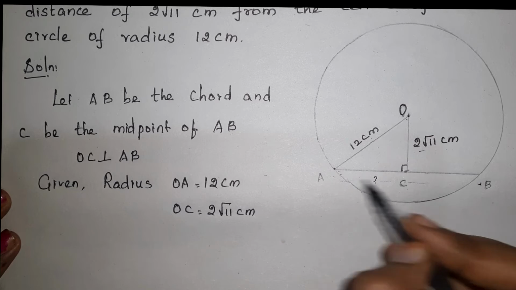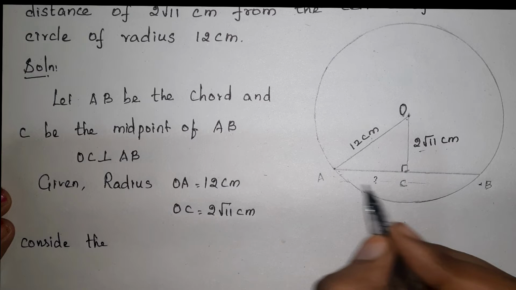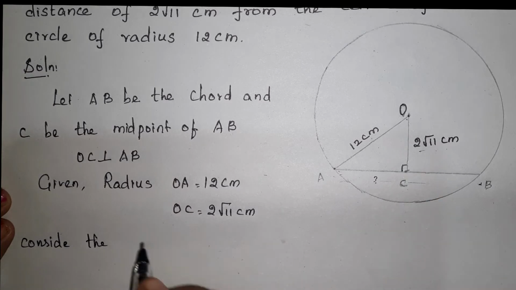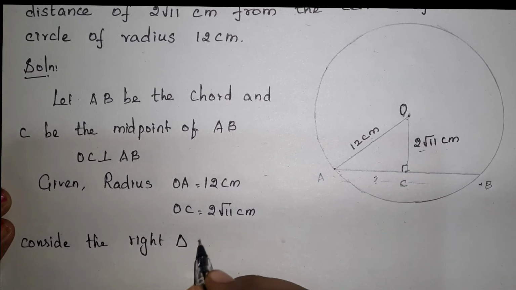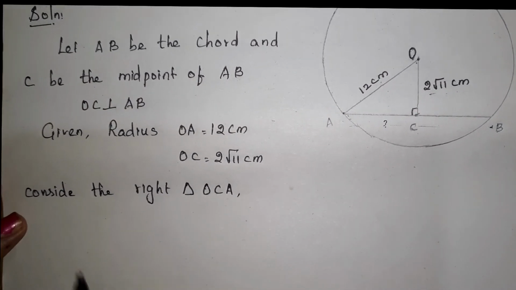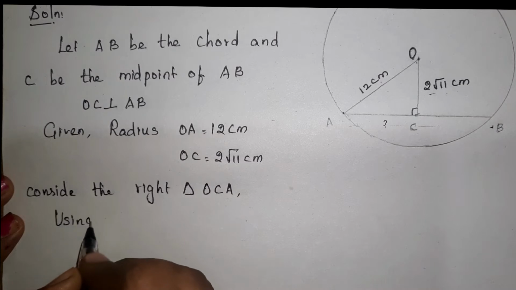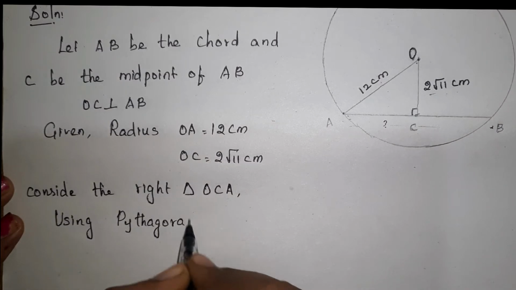Now first we can consider the triangle. It is a right angle triangle, because it is a perpendicular line. So right triangle OCA. If it is a right triangle, we can use the Pythagoras theorem.